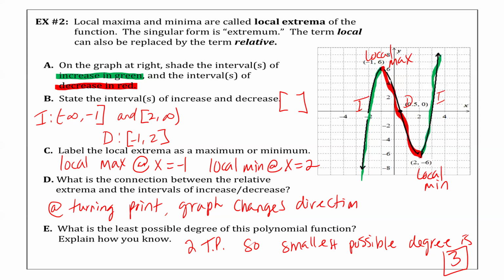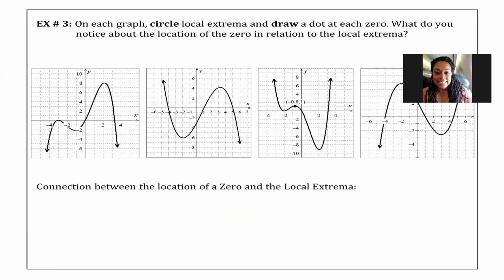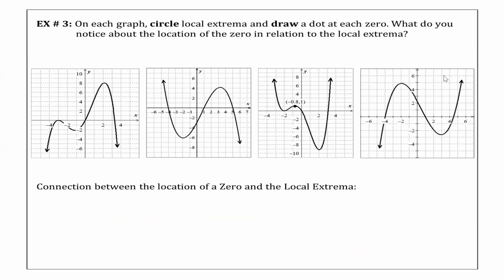All right, so what you're about to do on example number 3, at your table, you're going to go through and you're going to circle your local extrema. And you're going to identify each of your zeros, aka your x-intercepts. Quickly, very quickly. And then tell me, what do you notice about your zeros and your local extrema?